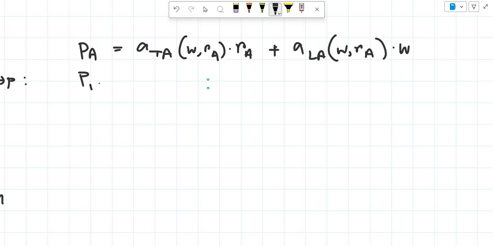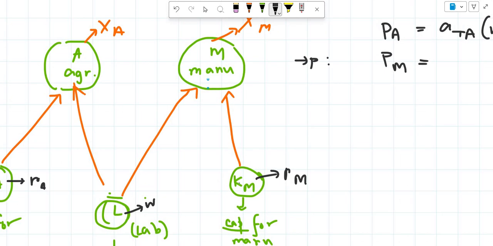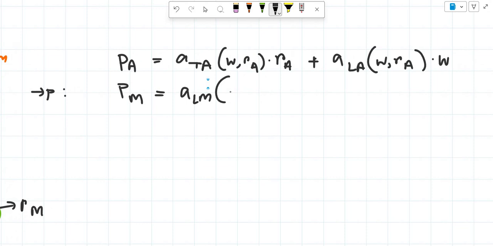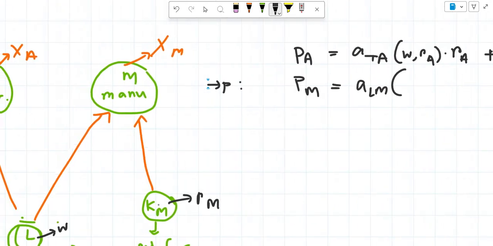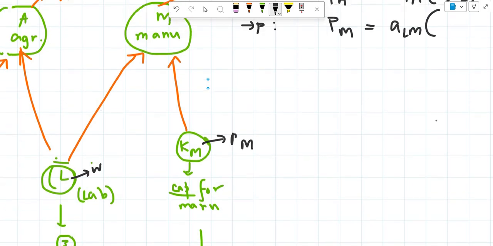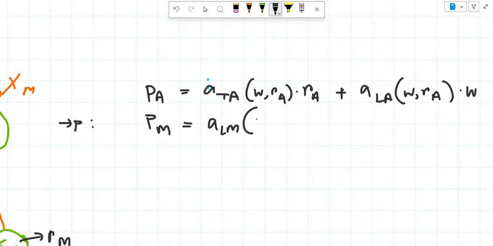Then you have the manufacturing sector. Manufacturing sector uses what? It uses labor and capital. So you have labor, ALM, labor going to the manufacturing sector. What are these functions of? Manufacturing sector uses labor and capital. So you have W and RM. Labor. So you consider the factor income for labor, which is W.